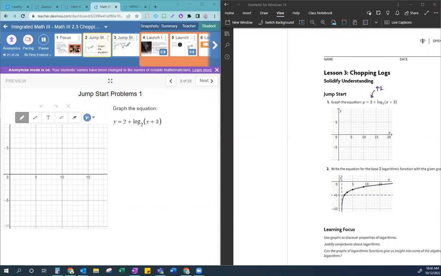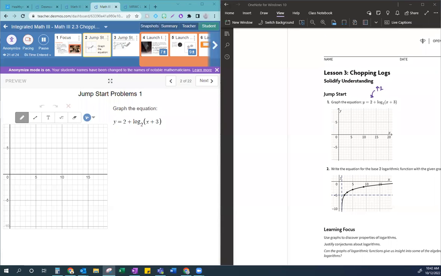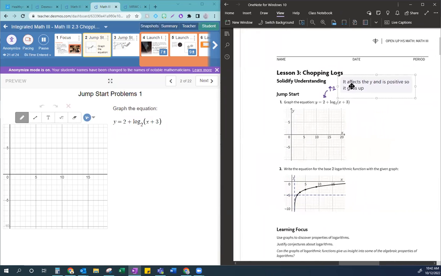Yeah. Someone said, Ms. Johnson, the Y lives in regular land, not in parentheses. So that makes him move the way that you say it goes. Someone else said it affects the Y and is positive, so it goes up. I like this. I'm gonna copy this one and put it right here, so we can see these are your words. I'm a huge believer in, if you hear it from each other, then you're going to remember it just a little bit more. Okay, so it affects the Y and is positive, so it goes up.